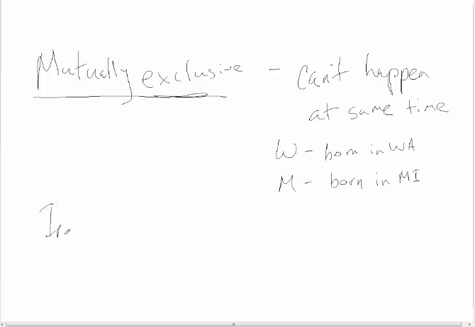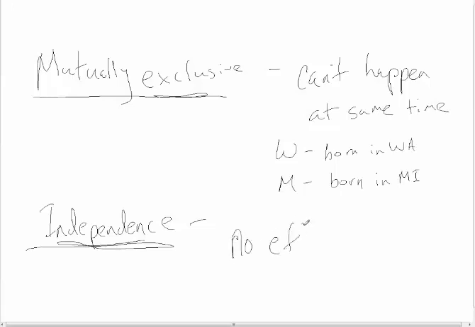And then the idea of independence. Independence doesn't mean a lot of times people confuse it for being mutually exclusive. Independent, they're independent of one another, two events. In statistical terms, what independence means is they have no effect on each other. Okay, so if two events are independent, it means they don't affect one another.